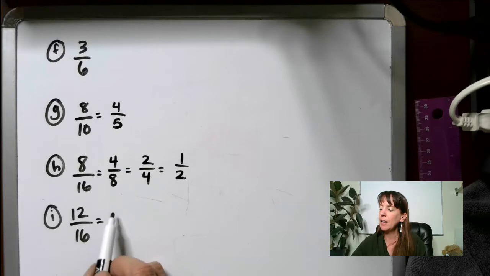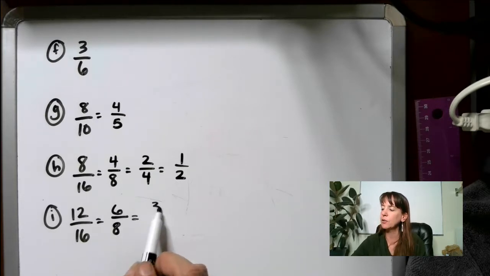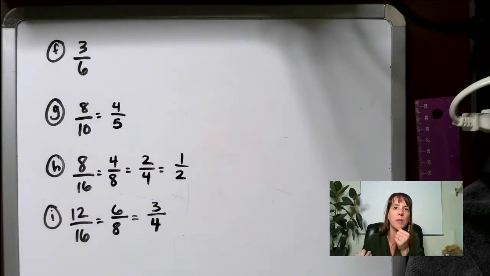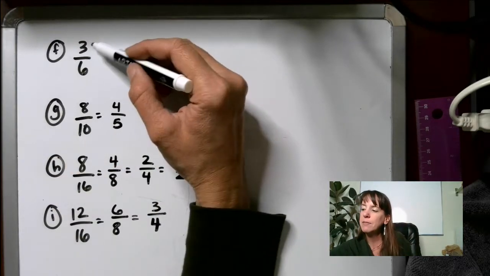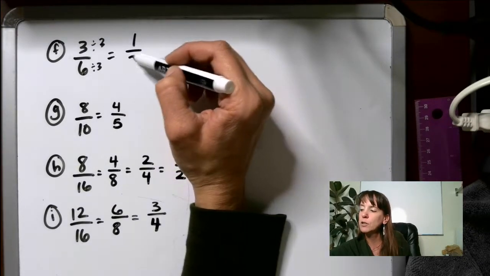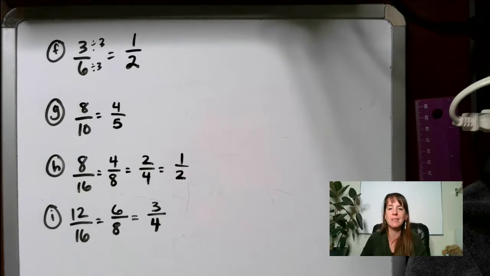Cut these in half. I get 6 over 8. Cut that in half again. I get 3 over 4. Let's come back to this first one. So I can't do 2 for that first one, but I can do 3. If I divide the top and bottom by 3, I get 1 over 2. 1/2. Excellent. Let me pause.